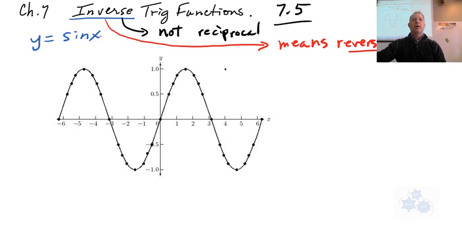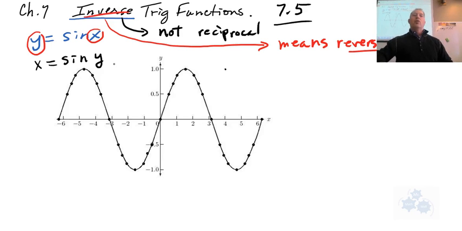Okay? So if you take a look at sine x, and here's the graph of sine x right here, and we take a look at x and y. So the inverse trig function is going to be where x and y are reversed. Now that doesn't look much like a usable function for us, right? Because we're used to having y isolated and y by itself. So how do I get y by itself if I have x equals sine y?